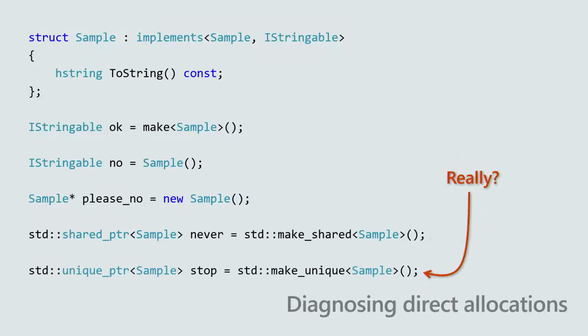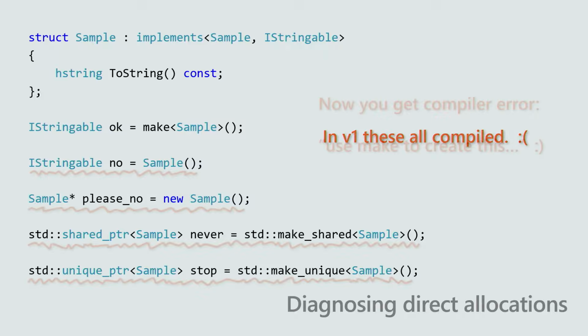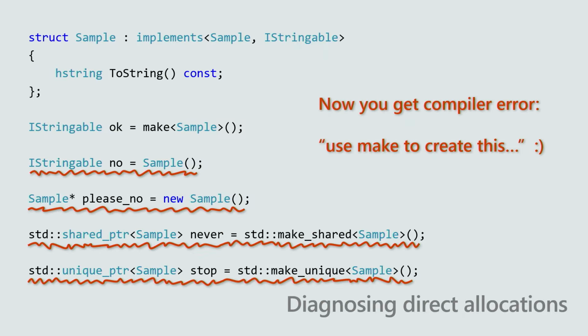And finally, sticking it in a unique pointer, that's probably a bug as well, because now you have a reference counted object, once again, bound to the lifetime of some local unique pointer. So all of these are troublesome, but in version 1, all of these compiled. It was up to you to know that's a mistake, I should avoid that, flag that in a code review, and so on. Thankfully, with C++ WinRT 2.0, every single one of these is now caught as a compile time error, saving you oodles of time debugging mystical failures at runtime.